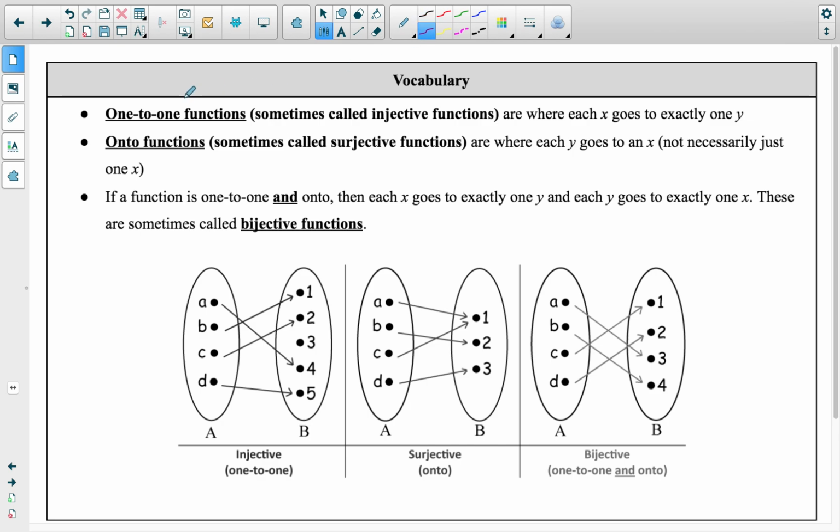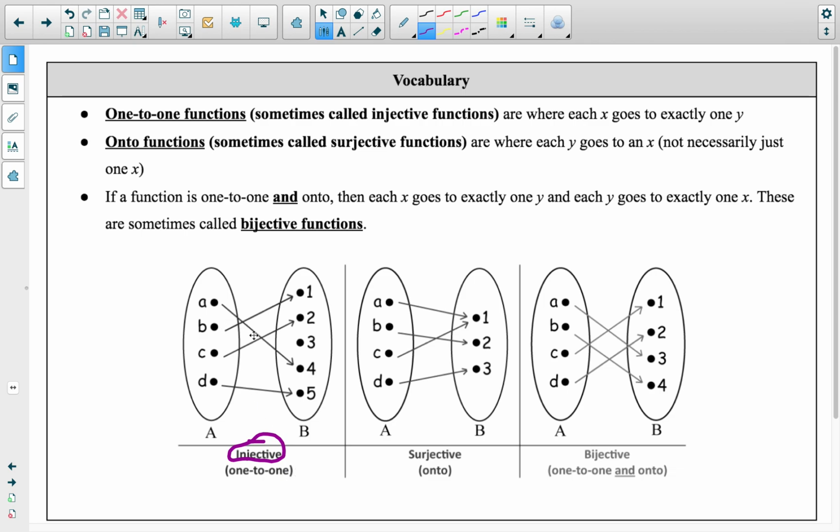There are different ways that we can categorize functions. One of those ways has to do with the idea of being one-to-one or being onto. If a function is one-to-one, it means that each x goes to exactly one y. I think the easiest way to think about this is by looking at the mappings. I have a diagram down here that will help you place these in your minds. One-to-one functions are also sometimes called injective functions, but typically I'll call them one-to-one because it is more straightforward.